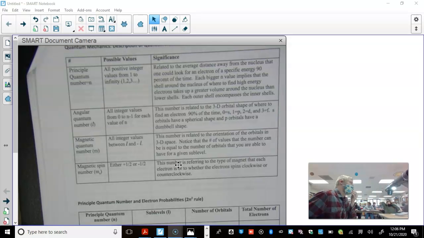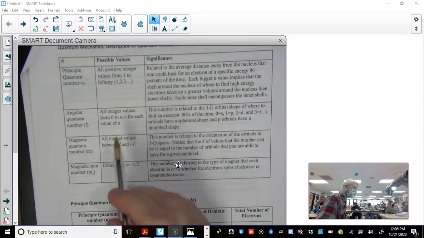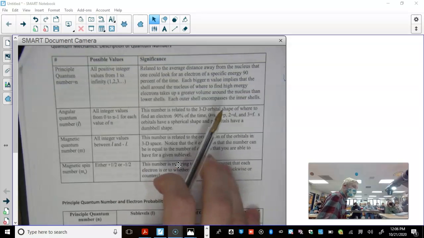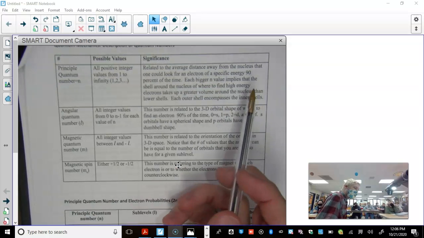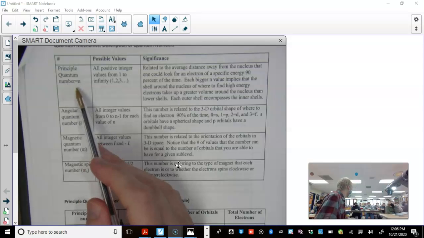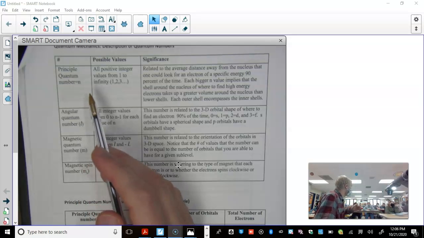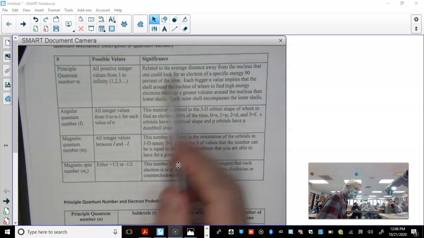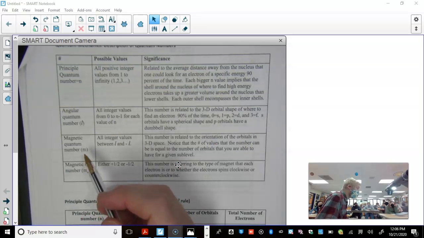AP really likes quantum numbers, so if you took AP, you'd be focusing on this more. But just in case, you're probably going to see chemistry in college, so you'll probably see that this is typically found in your Gen Chem course. You got quantum number N. I already mentioned that. That's the energy level, how far from the nucleus it is. And the bigger the number of N, the further from the nucleus.